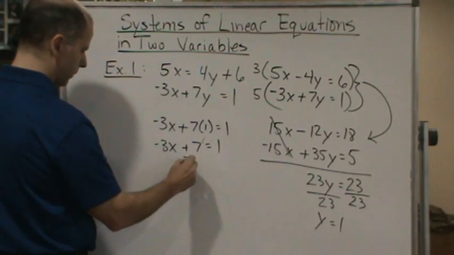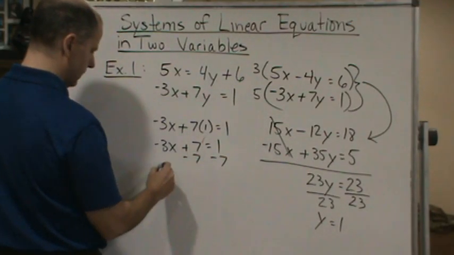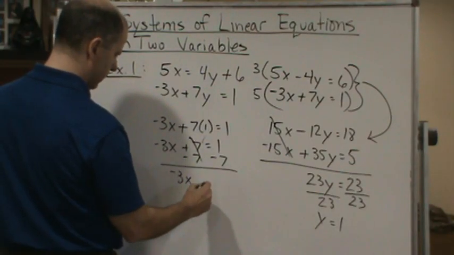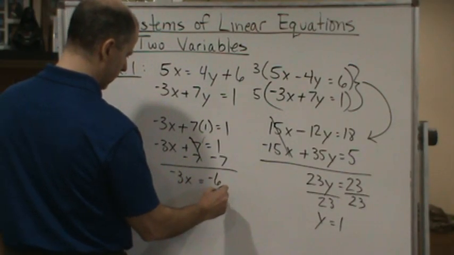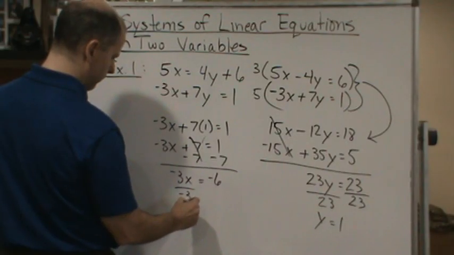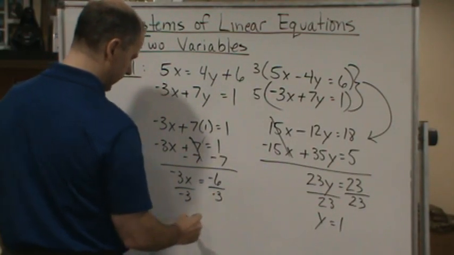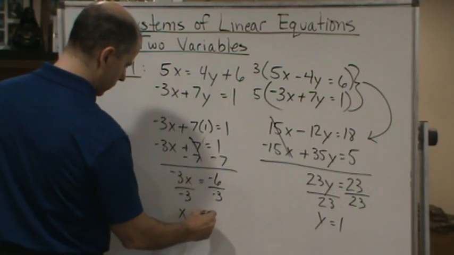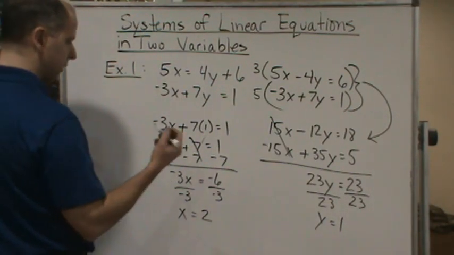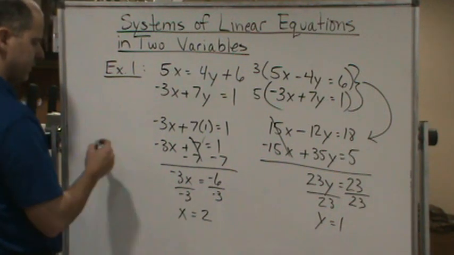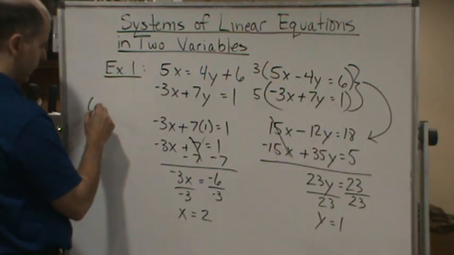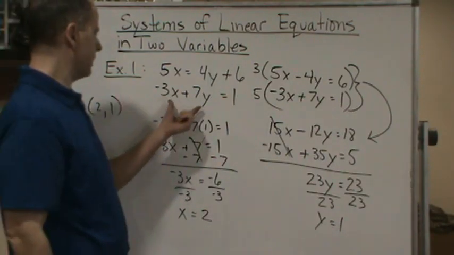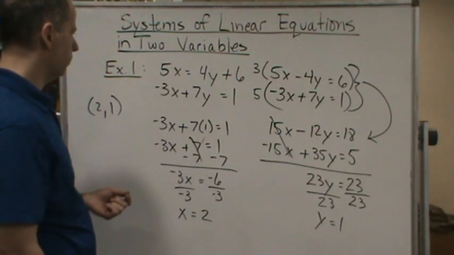plus 7 equals 1. So I'm going to subtract 7 from both sides. And I get negative 3x equals negative 6. And now I'm going to divide both sides by negative 3. And I get x equals what? 2. And so now my solution to the system is what? Is 2, 1.